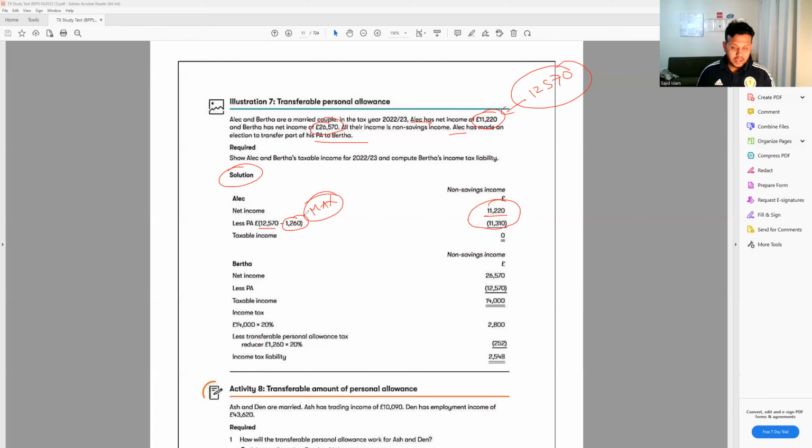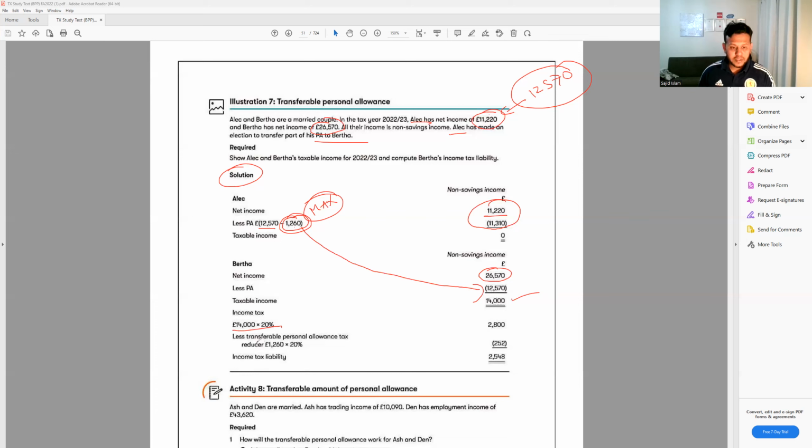everything. Now this 1260 will be added to Bertha's personal allowance. So normally Bertha has a personal allowance of 12,570. This 1260 will be added to that. So if you look at Bertha, the net income is 26,570 minus the personal allowance for Bertha, 13,830. So his taxable income is 12,740.